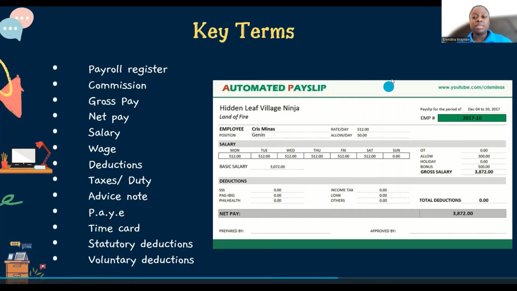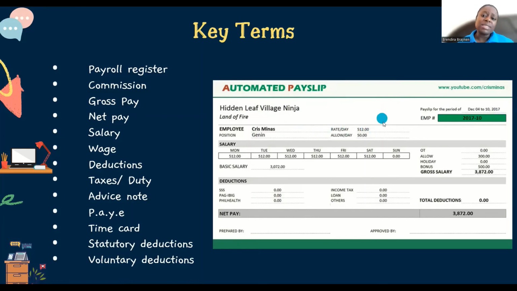As you see here, this is an example of a pay slip that I found online. Normally it includes the name of the company, the period of time for which the employee is paid, the employee number, the name of the employee, their position, and their rate or their pay. In this instance, this person looks like they're paid $512 a day, and they have an allowance per day of $50. Allowance is considered to be additions to the pay. The regular pay or regular rate is just considered to be your basic pay.